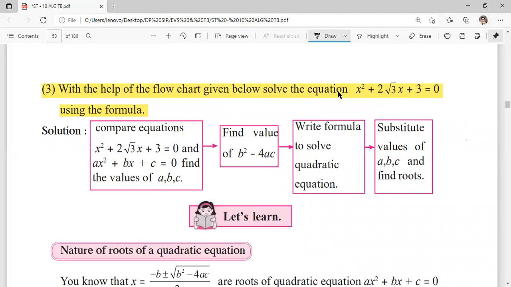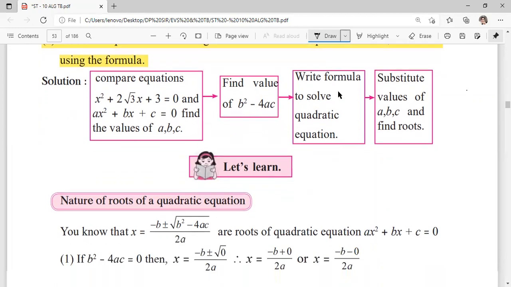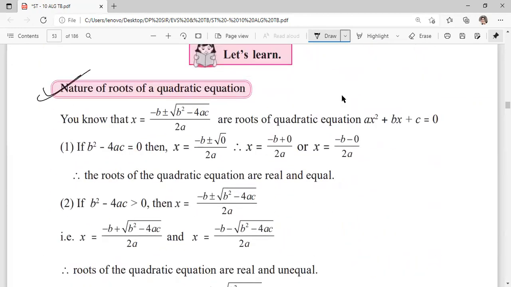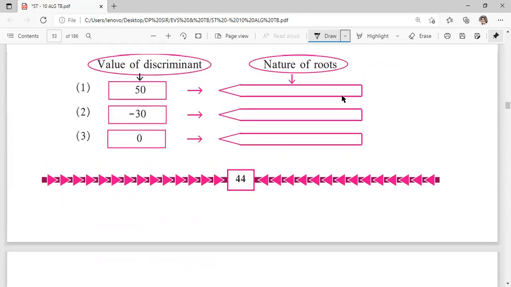If you want, the answer here is minus root 3, comma, minus root 3 are the roots of the given quadratic equation. So I very well declare that this exercise is over, and these are the roots which you should know, nature of roots of quadratic equation.